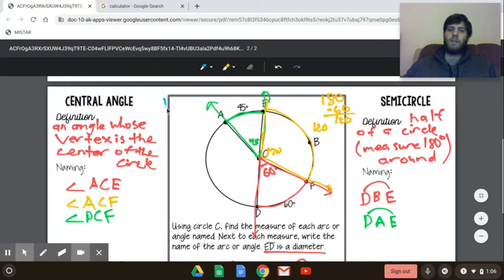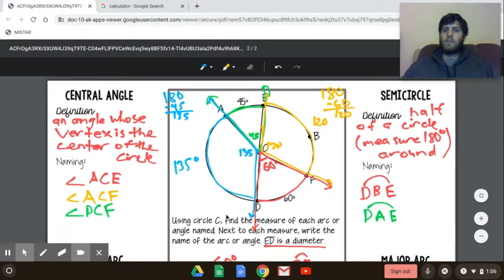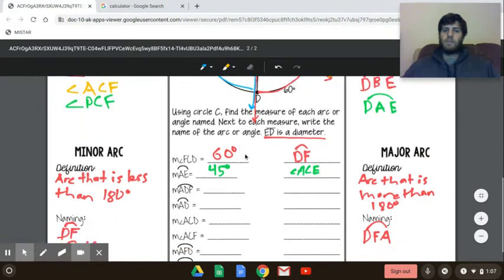So we can do 180 minus 45 is going to be 135. So we know that this angle here is 135 degrees. And we also therefore know that this arc here is 135 degrees. Okay, so that's kind of how we filled everything in. We know a semicircle is 180, so we can do 180 minus 60 was 120, and 180 minus 45 was 135. Okay, now that we have all the pieces, we have everything we need to solve all of these questions.